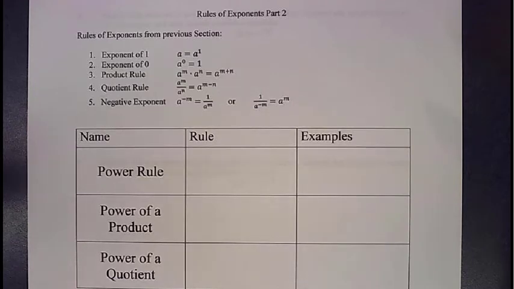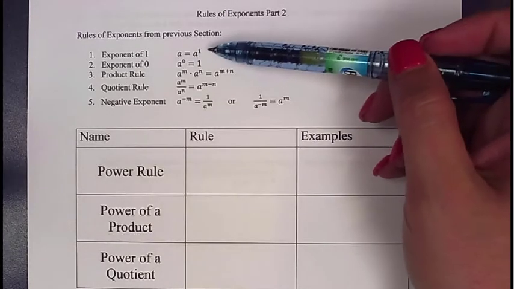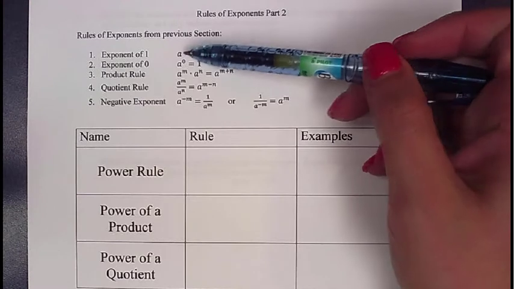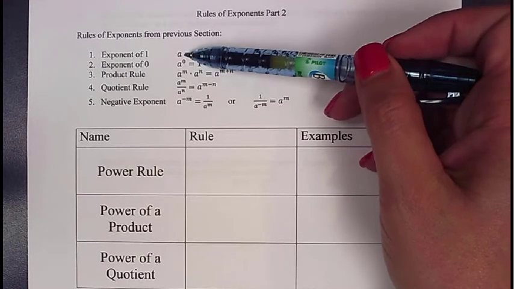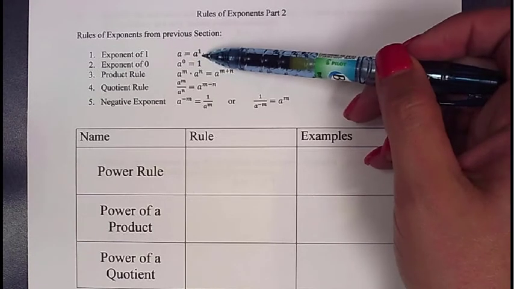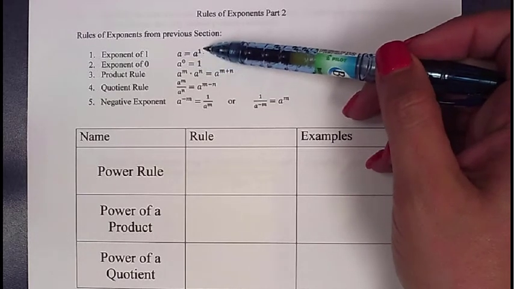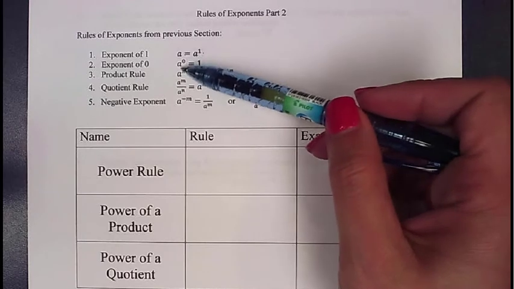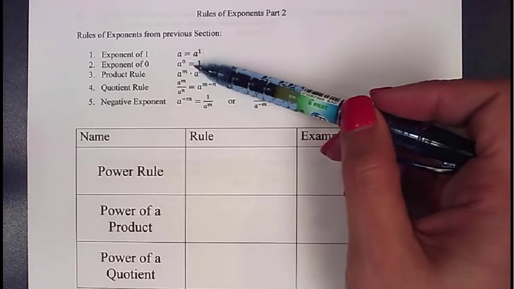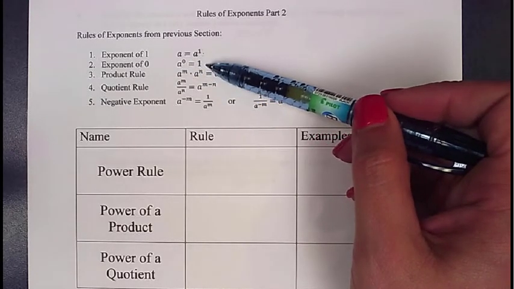Okay, so I just want to do a quick reminder of our rules from our previous videos. Again, exponent of 1: if we have any term that does not have an exponent on it, it can always be written as that term to the power of 1, so a is the same thing as a to the first. The exponent of 0: if we have a to the 0 power, that's the same thing as 1. Again, anything raised to the 0 power is always 1.